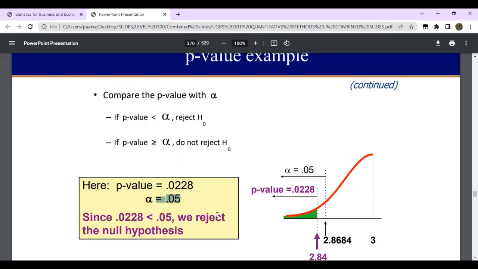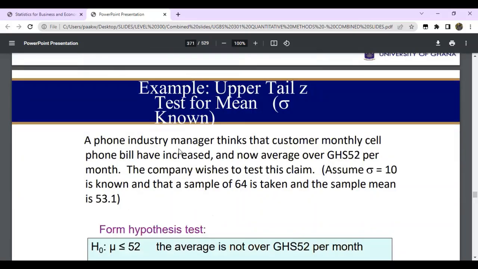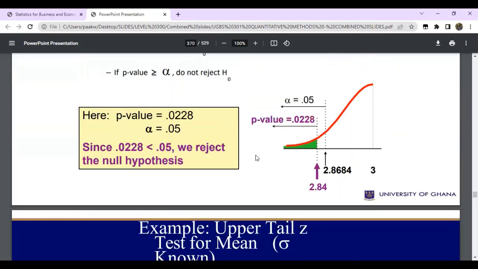All right. So just stick to the rule. This rule: if p is less than alpha, reject H0. If p-value is greater than or equal to alpha value, do not reject. All right. So any question before I move on to the upper tail test?